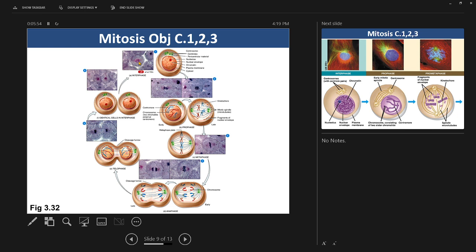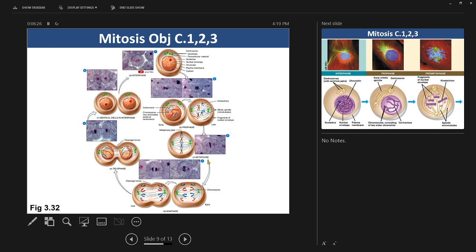When the cell starts to get ready to divide, the first stage is prophase. In prophase, the nucleus of the cell breaks down. We form all the copies of the chromosomes, and the chromosomes thicken up so that we can see them, and then they are just visible. So you can see all these chromosomes in the middle of this cell.